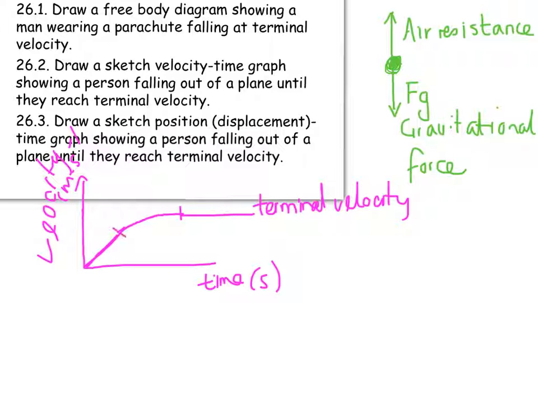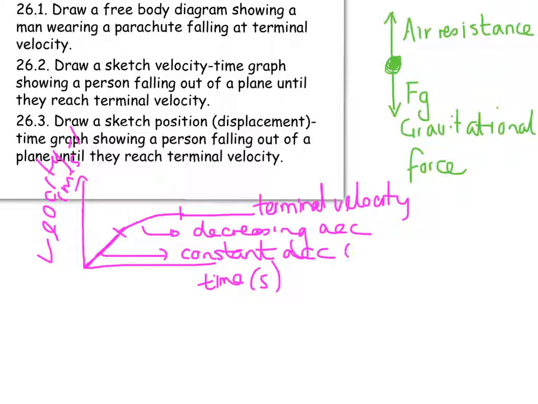Over this section here, we've got decreasing acceleration. And over this section over here, we have constant. There's a constant gradient, so it's constant acceleration, and in this case 9,8 meters per second squared.